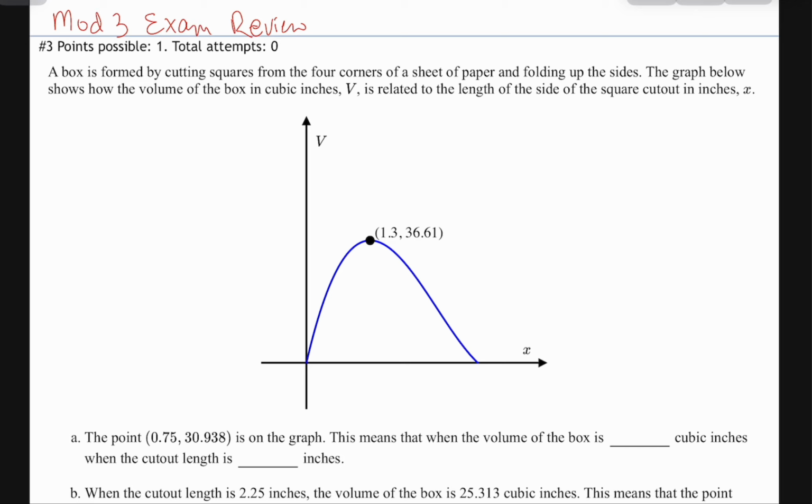So in this video, we are going to continue with our Mod 3 exam review. I think it says maybe exam 3 review problems on your iMath calendar. So open that up and let's talk about problem number 3.